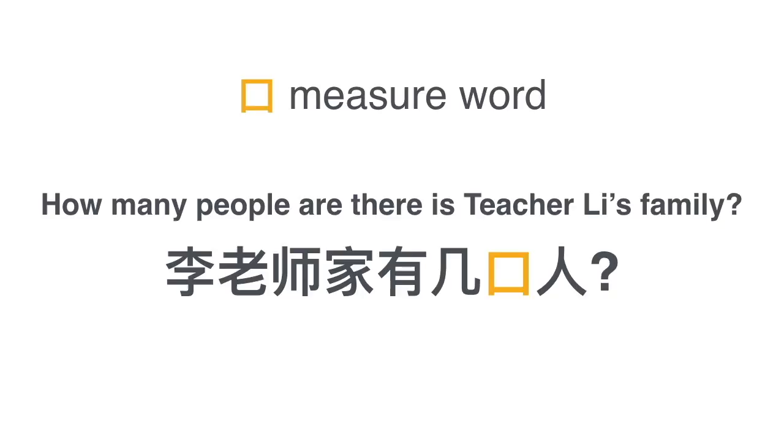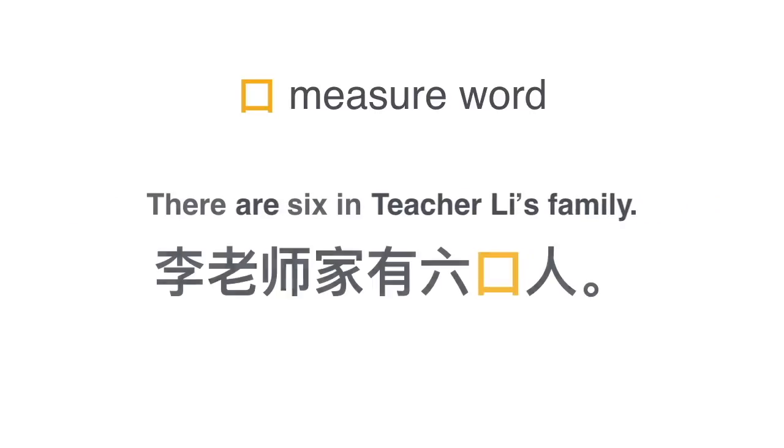How many people are there in teacher Li's family? 李老师家有几口人? To answer the question, there are 6 in teacher Li's family. 李老师家有6口人. Ken, 你家几口人? 我家4口人，我爸爸、我妈妈、我妹妹还有我。你家几口人？ 我家2口人，我和我 roommate Craig.